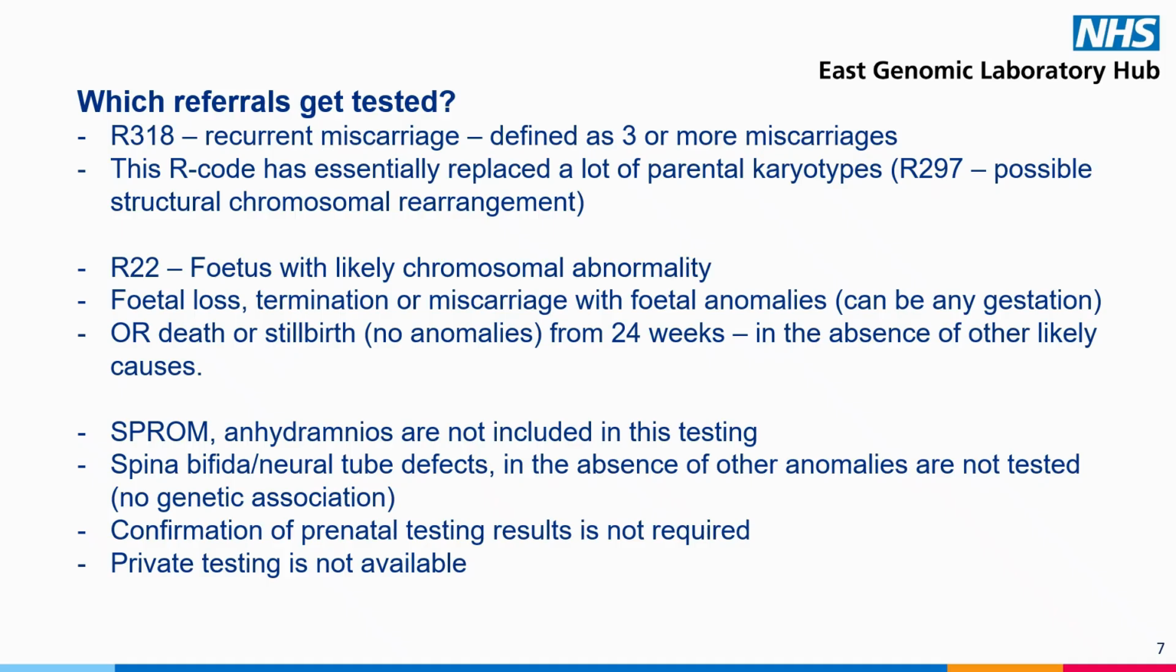Things which are not eligible for testing are spontaneous premature rupture of membranes and hydramnios. These are not included in the testing. Spina bifida and neural tube defects. Now these haven't actually been included for many years, but I think they've crept back into our testing within the laboratory, so we've recently become a little bit more strict on that. If they've got spina bifida or a neural tube defect in the absence of any other anomaly, they are not tested. There's no genetic association with spina bifida and neural tube defects.